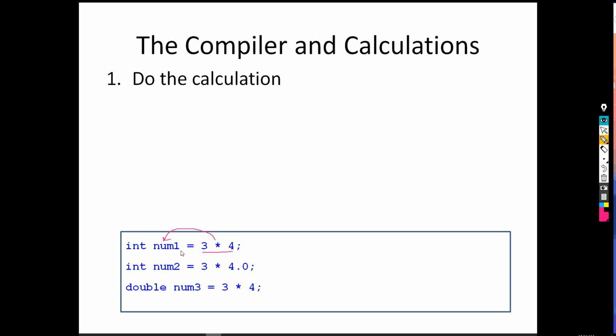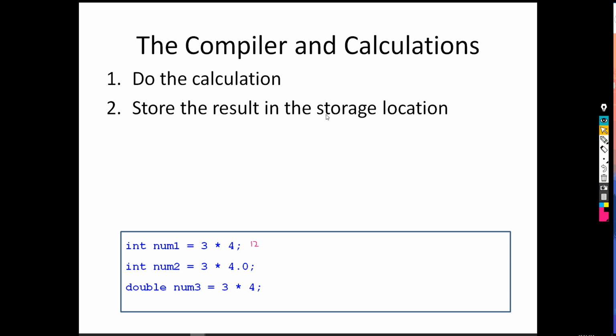When you do these calculations, don't even look at this. You just look at 3 times 4 like what we just did in the previous slide. That's an int times an int. And so that tells us that this is a 12. So 12 is an int, and the next thing the compiler does, after it does the calculation, is try to store the result in the storage location.